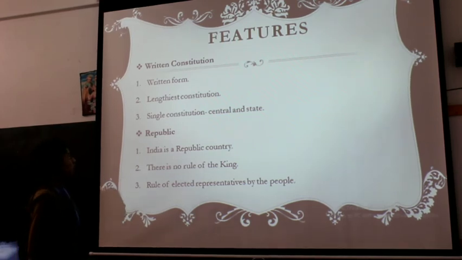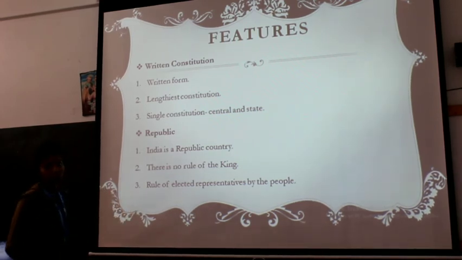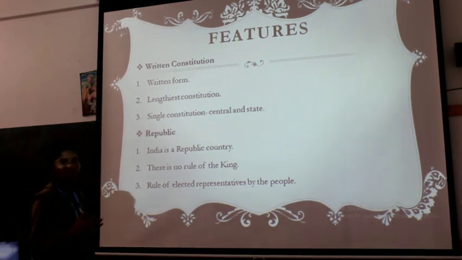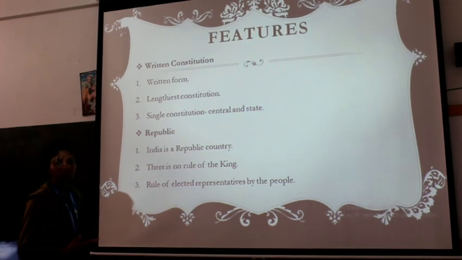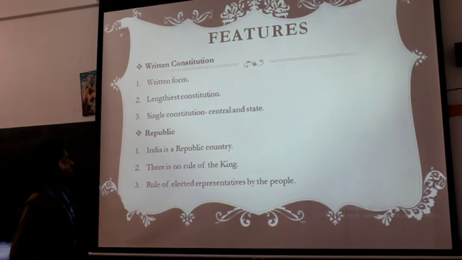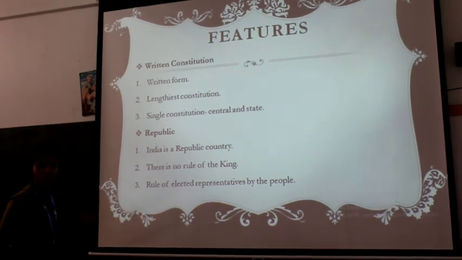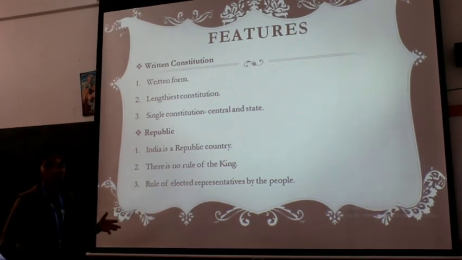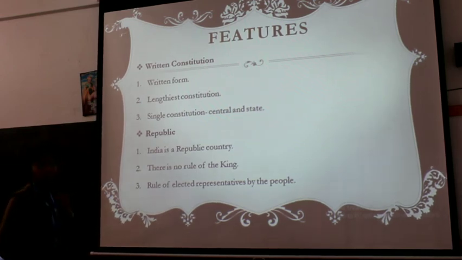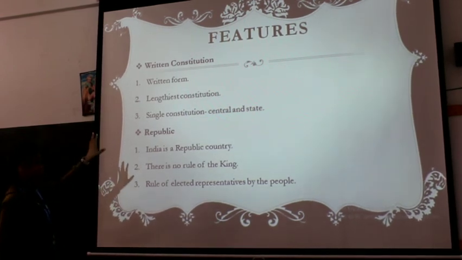Next I'm going to tell you all about the features of the constitution. Alright, what are the most unique features? What is different about the constitution? First is it is written. Okay, the Indian constitution is a written constitution. It is not typed or printed. Alright, it is a written constitution. It is handwritten. Okay, that makes it very unique.